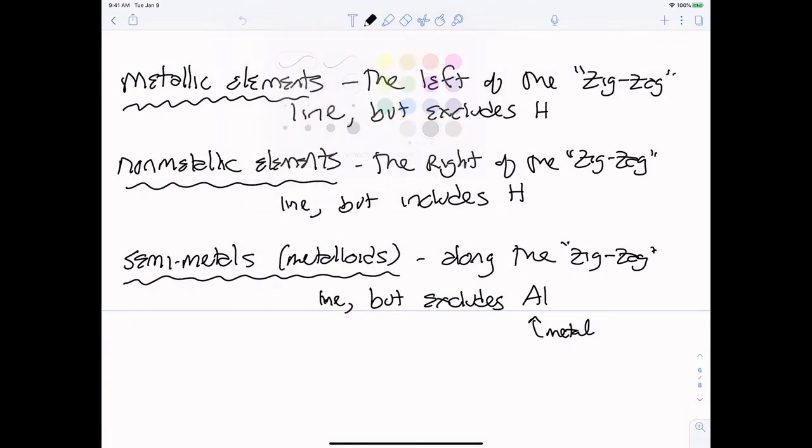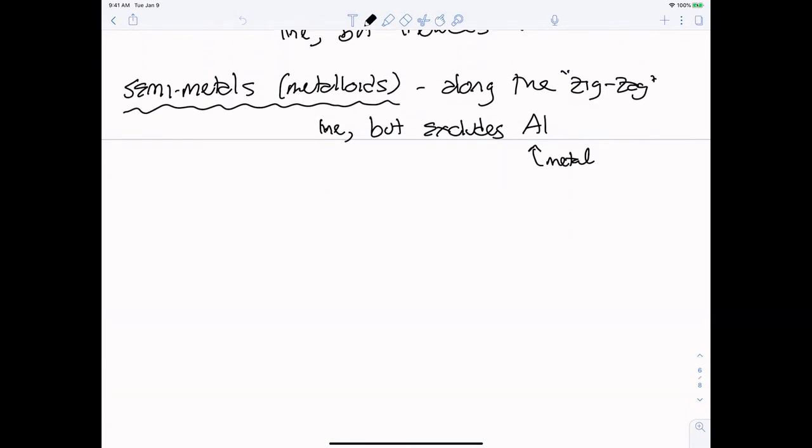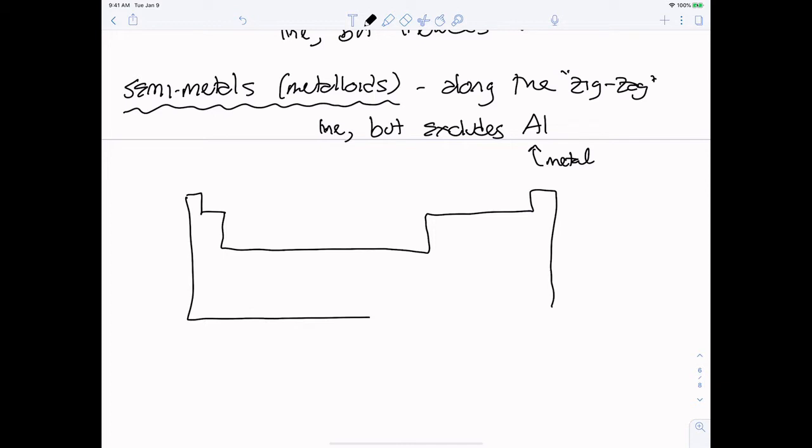So for those of you that don't have a printed copy, we're going to make the most beautiful sketch of a periodic table you've ever seen. I'm being incredibly sarcastic right now.